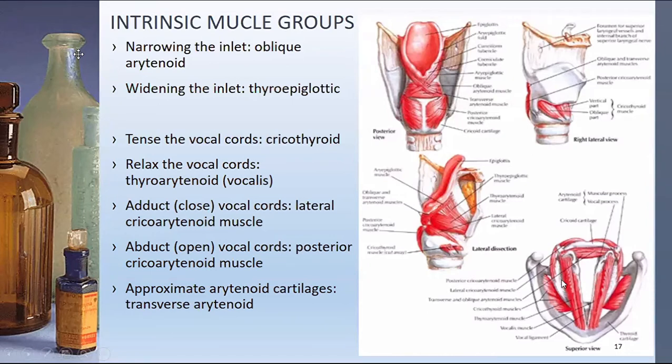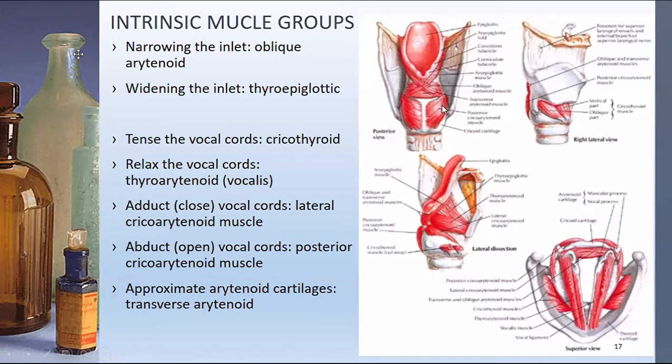The next five muscles open and close the vocal cords. We have the cricothyroid muscle, which tenses the vocal cords. We have the thyroarytenoid or the vocalis muscle, which relaxes the vocal cord. This one, thyroarytenoid, just below the thyroepiglottic, no? We have the lateral cricoarytenoid muscle, which adducts or closes the vocal cords. It's below the thyroarytenoid. We have the posterior cricoarytenoid muscle, which opens the vocal cord.